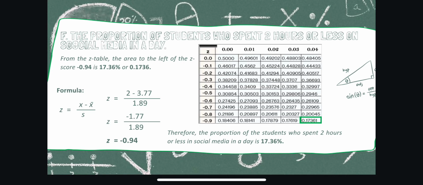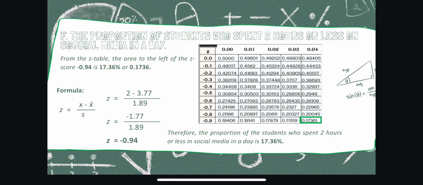For letter F, we determine the proportion of students who spend 2 hours or less on social media in a day using the Z-score formula and the Z-table. First, we identify the given value x equals 2, the mean of 3.77 hours, and the standard deviation of 1.89 hours. Using the formula, we substitute the values and obtain a z-score of approximately negative 0.94.